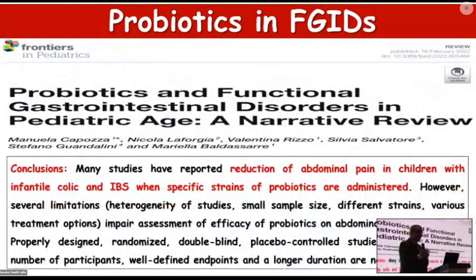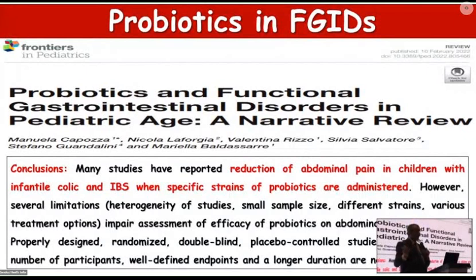Then a narrative review mentions that many studies have reported reduction of abdominal pain in children with infant colic and IBS when specific strains of probiotics are administered. طيب معنى كده they give a recommendation?